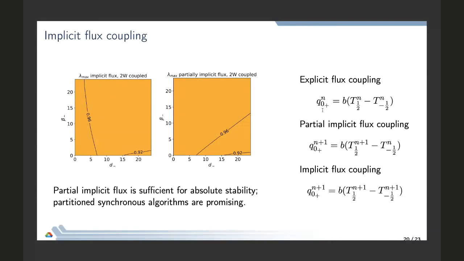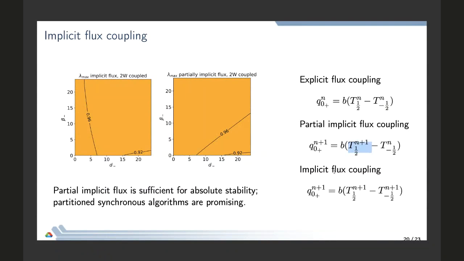Another approach is the partial implicit flux coupling. This approach is not as popular as the first approach. Here we turn the index for T at half from n to n+1, which means that we add an additional unknown in the equations. So now you see this T at half n+1 term becomes an unknown in the equation, and it has to be solved implicitly.